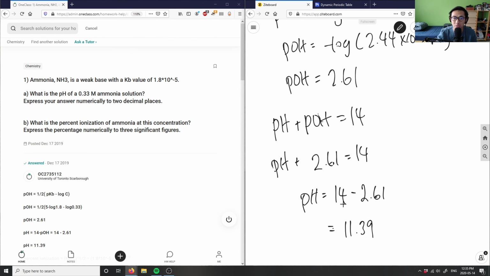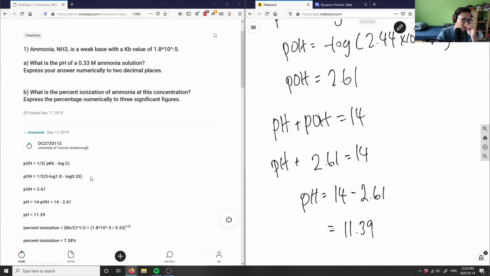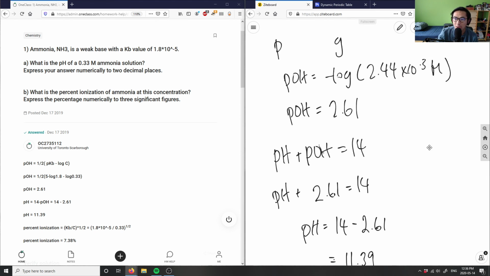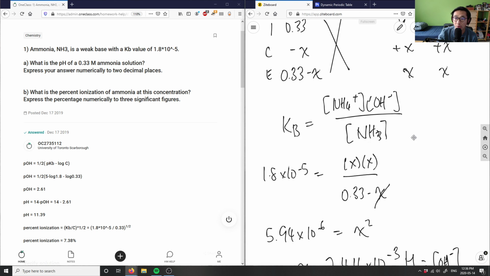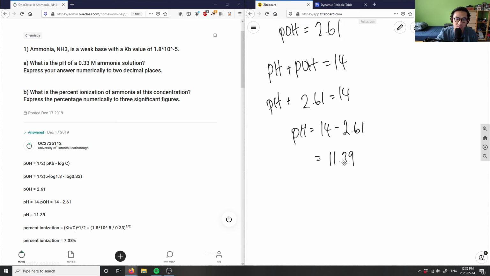So this here is my solution for 1A, and as you can see, this solution here is correct as well. They used half pKb minus log C. Personally, I actually don't like this equation. It's not using an ice table, and I actually don't know where they derived this equation, to be honest. It might be a variation of Henderson-Hasselbalch. I'm not very sure, but the way I was taught it, I would use an ice table to solve for this problem. So either way, both solutions are correct, that's good.